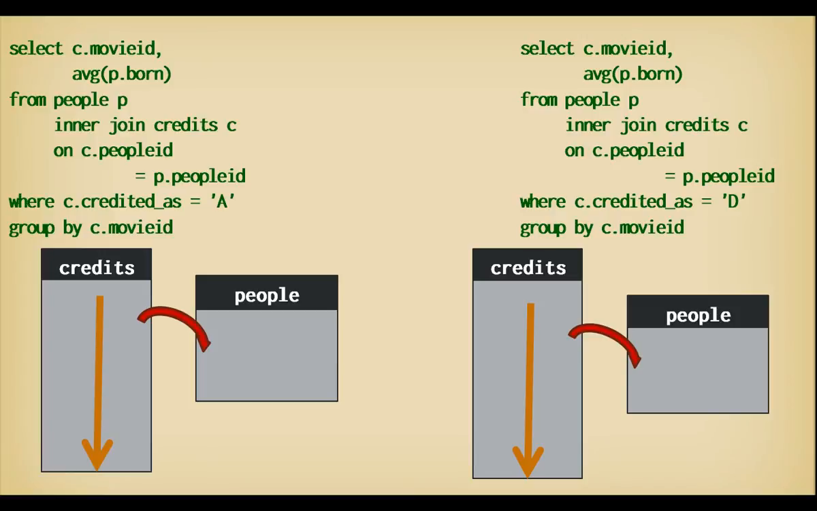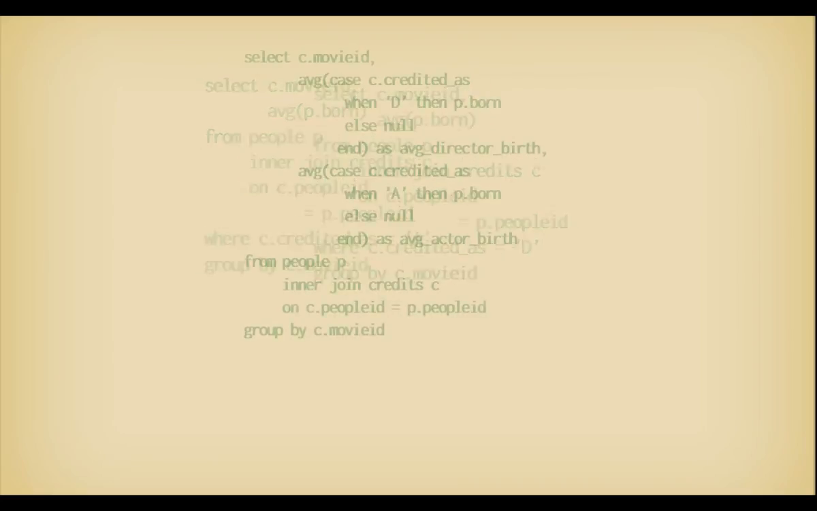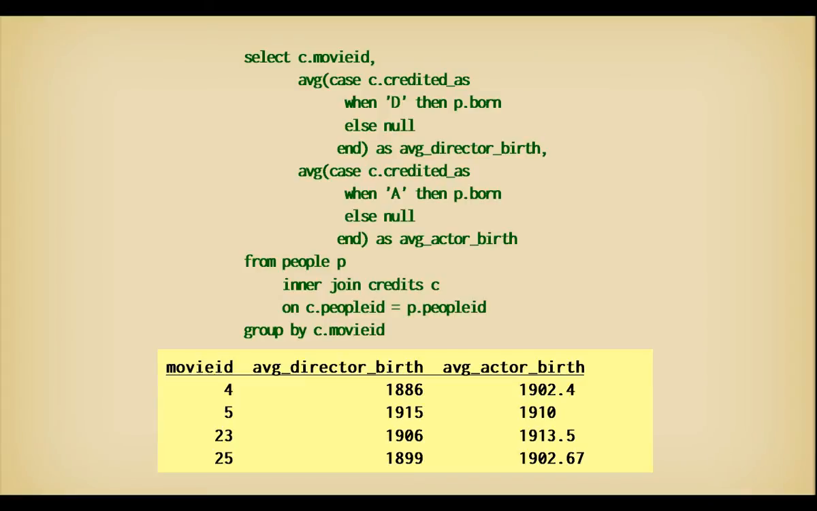What I'm going to do is merge both queries into one, and dispatch the years of birth to one column if I have a director, and to another column if I have an actor, returning nothing, null in SQL, in the other column. Aggregate functions such as AVG that computes the average ignore nulls. And finally, I'd get for every film the average year of birth of directors in one column, and the average year of birth of actors in another. Once again, I have a clean relation with movie ID that uniquely identifies each row.